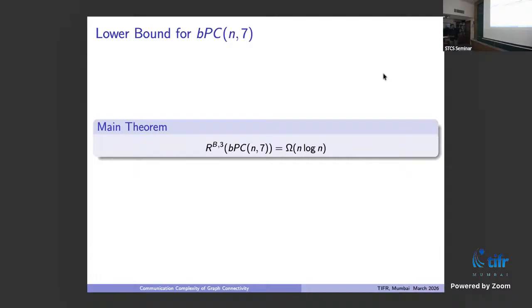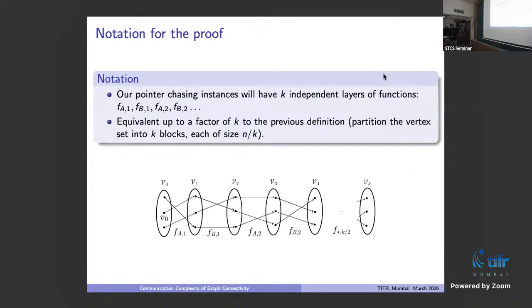Okay, so this is the main theorem that we target. Now, one thing to note is that when I'm describing the lower bound, we are going to think of every layer of the vertices as being distinct. The way I described the pointer chasing instances, you had only a single FA that goes between two vertex sets of size n, and you did FA of V0, FB of FA, and FA of FB of FA.